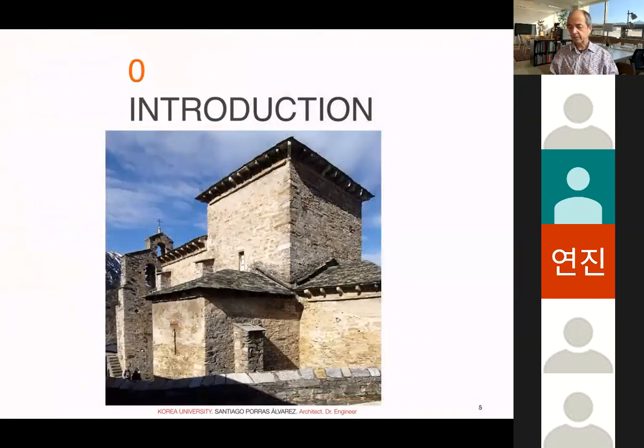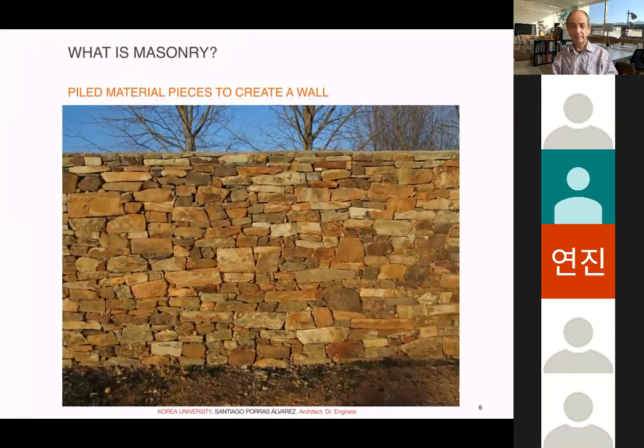So this is a nice 12th century Romanesque building made of masonry, stone, and lime mortar, which, if slightly maintained, can last forever. So what is masonry? It is very simple. The most simple case is what you see in the photo, just piled material pieces to create a wall. And in the most basic example, without even any kind of bonding material, just the stones or the bricks one on top of the other.